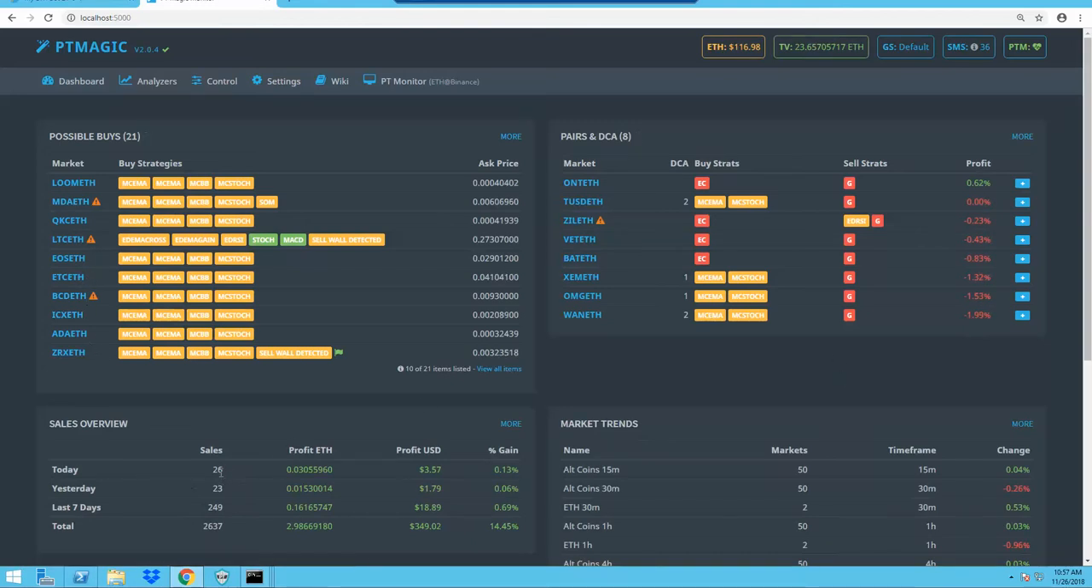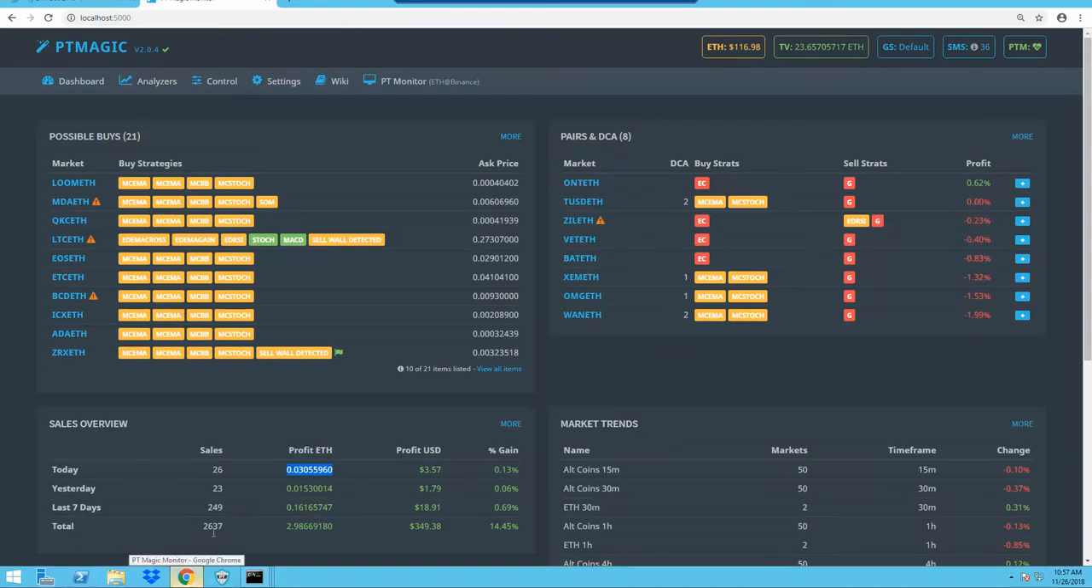Today, 26 blockchain sales. The profit in Ethereum is 0.030555960. We're doing this for the Ethereum. The profit in US dollars is $3.57, and today's gain alone is 0.13.